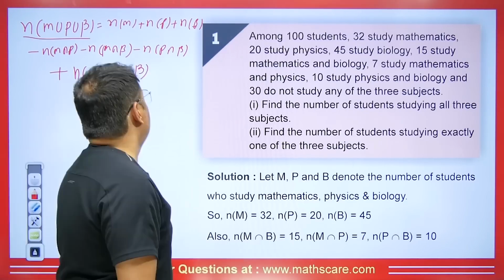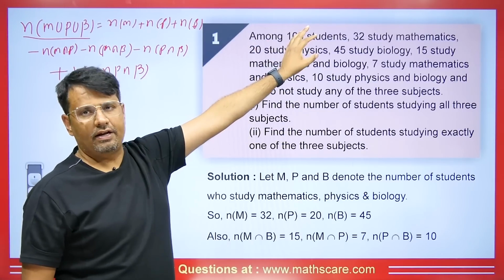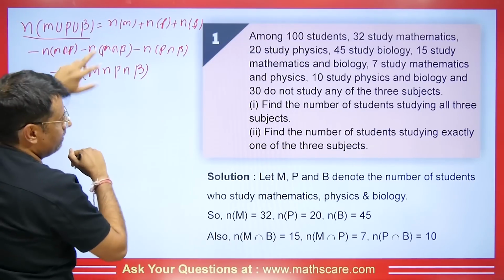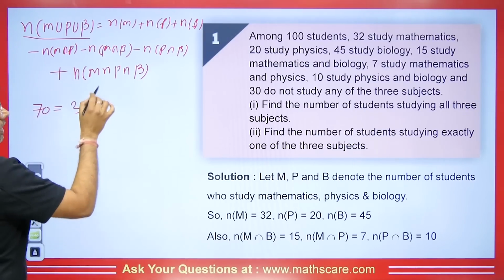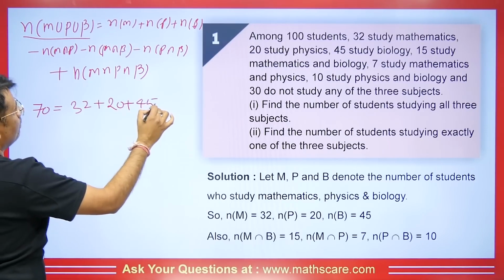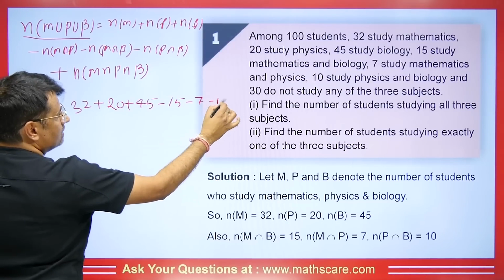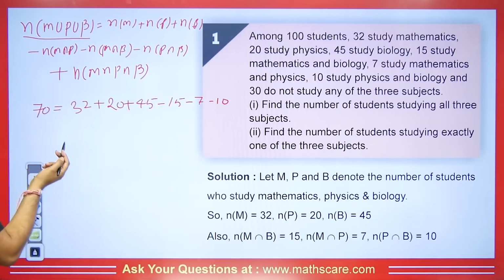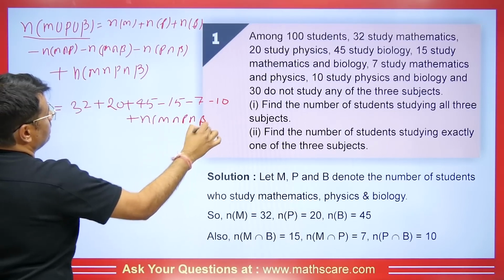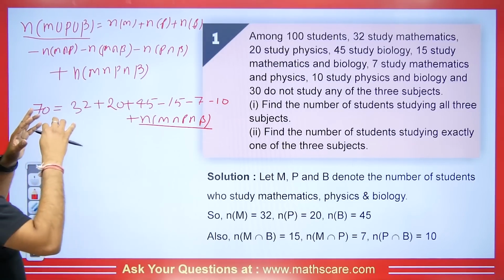Also, we've been given that of those 100 students, 30 are not studying at all. This clearly indicates that the union will have 70, which is equal to n(M), given to us as 32, n(P) is 20, and n(B) is 45, minus the intersections, which are 15, minus 7, minus 10. We've simply substituted all their values and we will try to solve this. But in our equation, lastly, we will have n(M intersection P intersection B), right? Now we will find its value, meaning how many students are studying all three subjects.